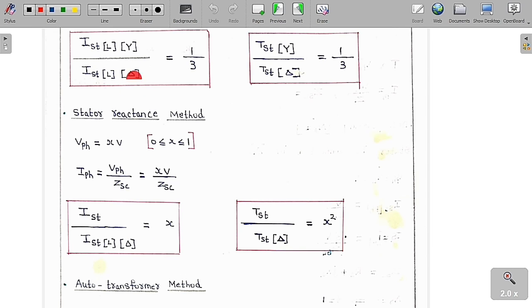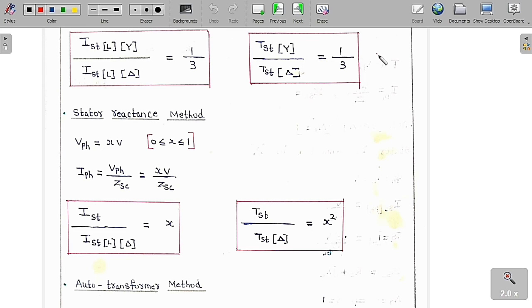So now if we do the ratio of the line currents, basically the line currents we have to do the ratio. So the starting line current with respect to star connection by the starting line current with respect to delta, it is nothing but 1 by 3 you are going to get. Similarly, the starting torque with respect to star is equal to 1 by 3 times the starting torque with respect to delta. So finally I can say that very important point.